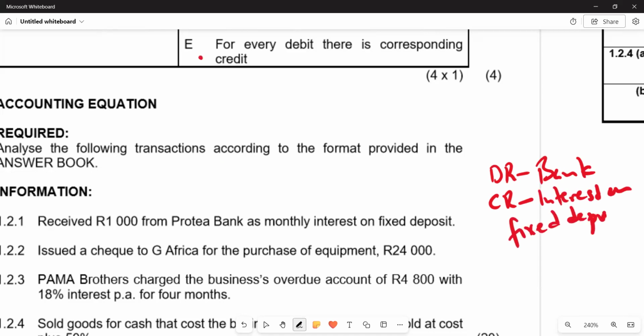Then according to the accounting equation, we know that assets equal owner's equity plus liabilities. So we now check which of the double entries is being affected in terms of assets, owner's equity or liabilities. We've got bank, which is an asset. Remember, bank is an asset, so obviously it will be A. When we are debiting an asset, remember, it's a plus.